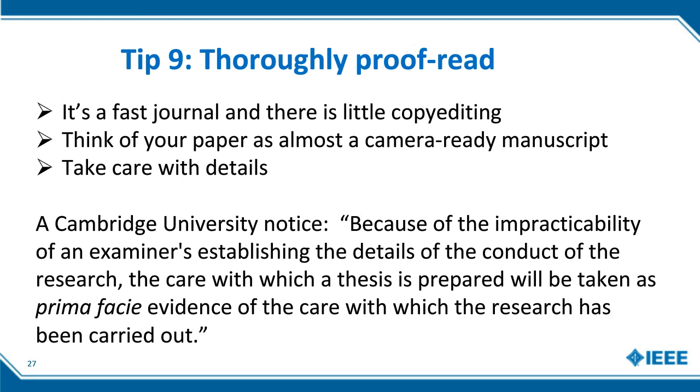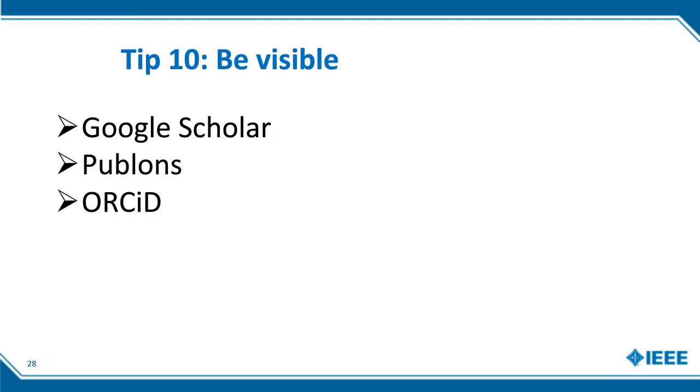Oh, one more last tip I forgot. Tip 10, be visible as an author. It's a good idea for you and your co-authors to be on Google Scholar and to be on Publons, to all have Publons profiles. If you're on Publons, the added bonus is our database of reviewers is connected to Publons, so you're more likely to be selected as a reviewer for IEEE Access if you're on Publons.